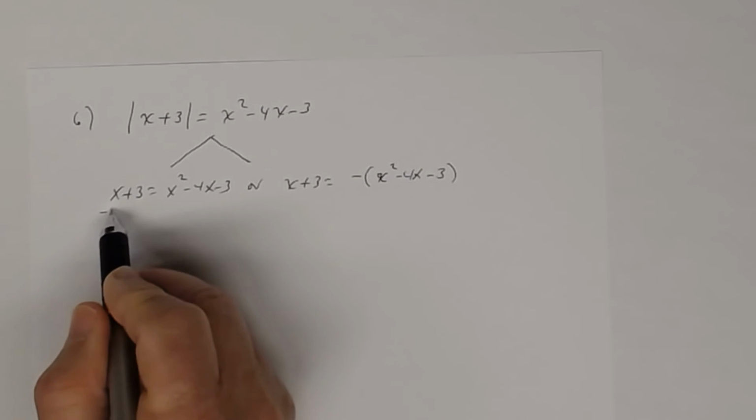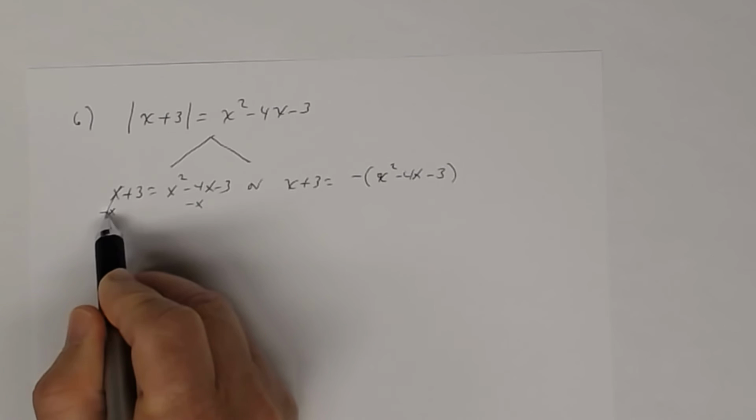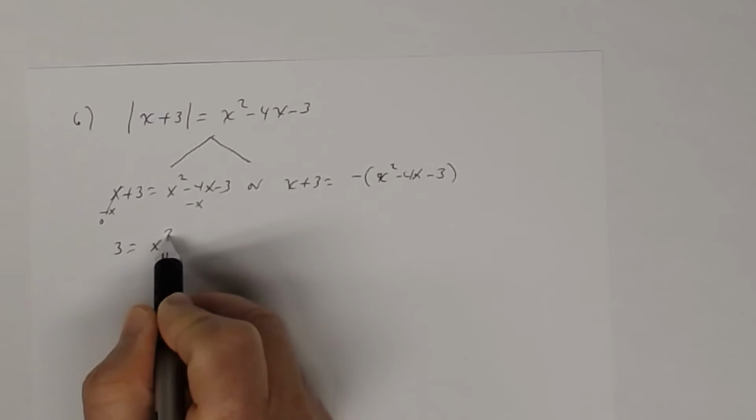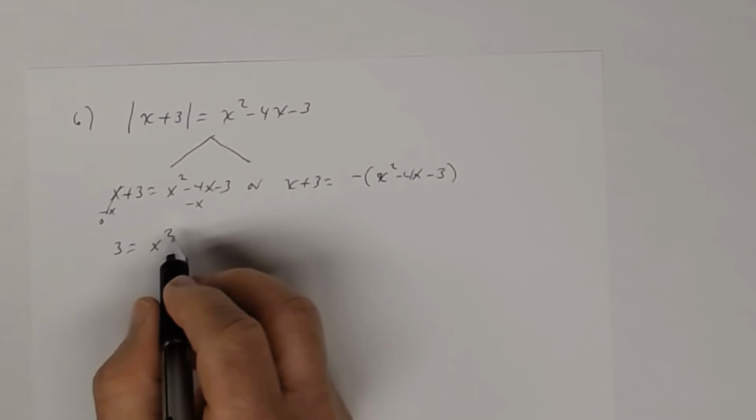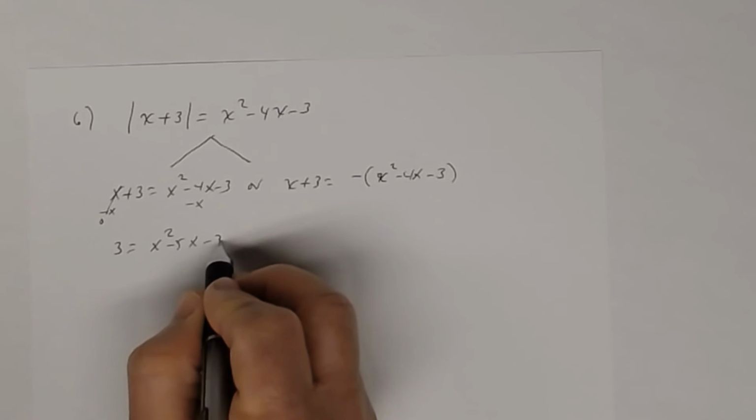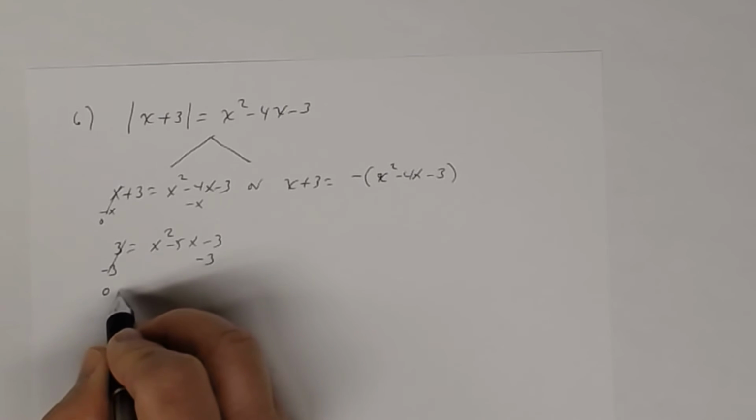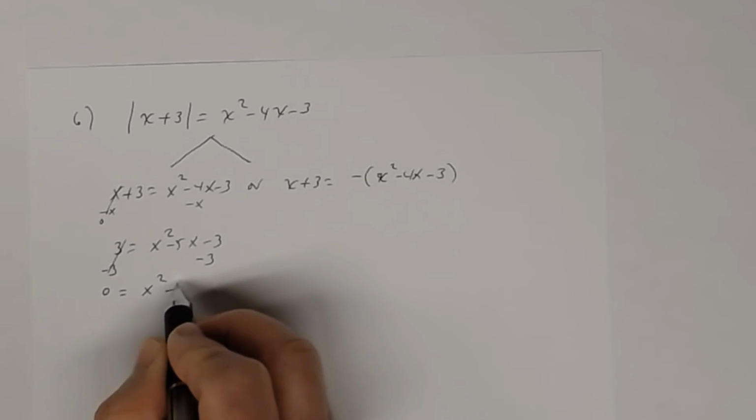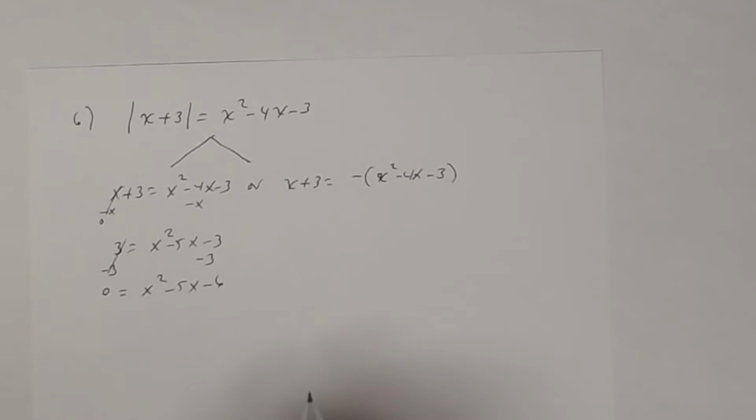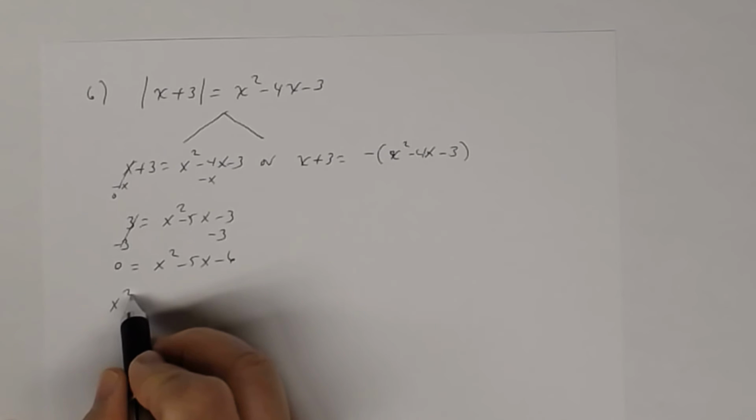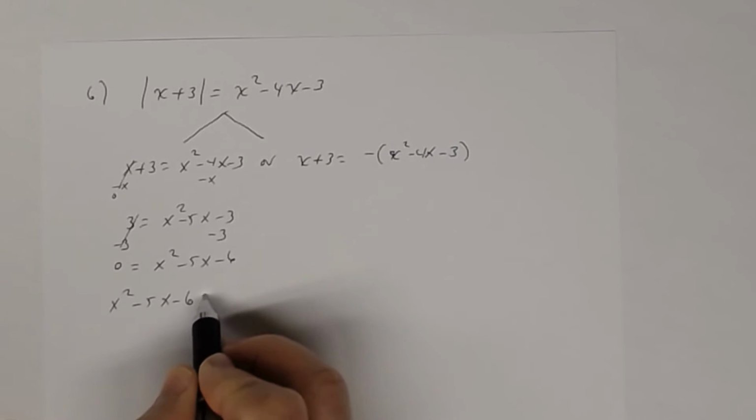So I'm going to go ahead and subtract x from both sides. So x minus x is 0. 0 and 3 is 3. So I get 3 equal x squared. A negative 4x and a negative x is negative 5x minus 3. Subtracting 3 from both sides, 3 minus 3 is 0. I get 0 equal x squared minus 5x minus 6. Okay? And I'm going to go ahead and transpose both sides. I'm going to get x squared minus 5x minus 6 equals 0.